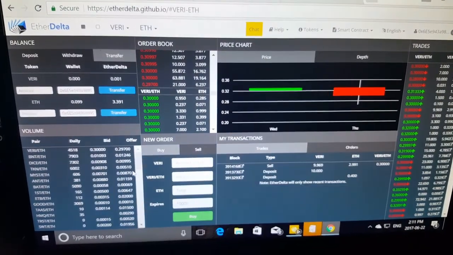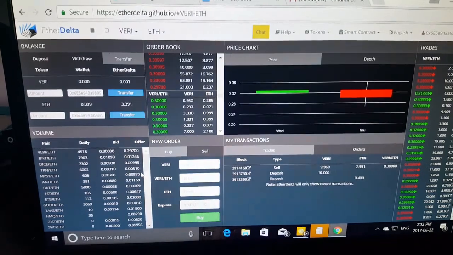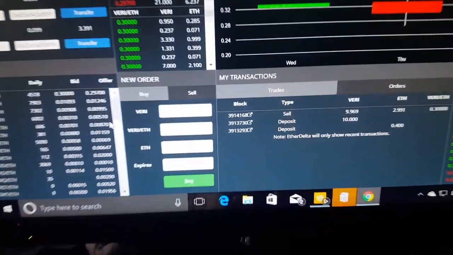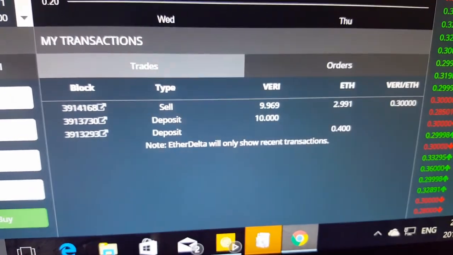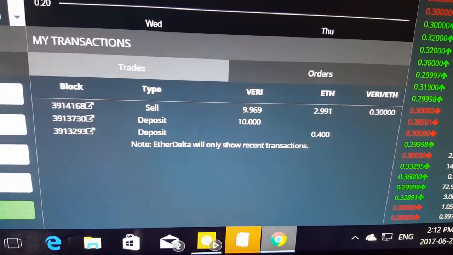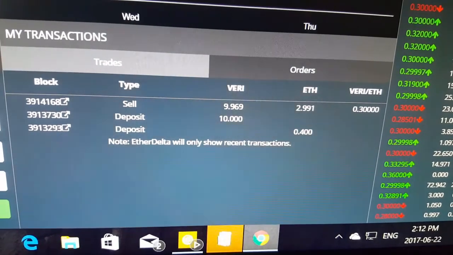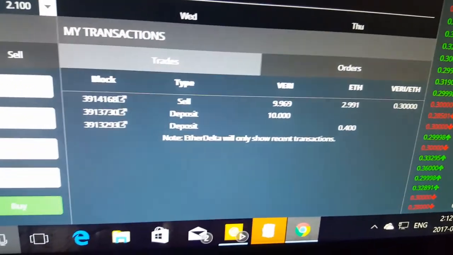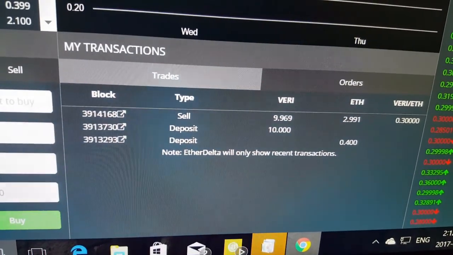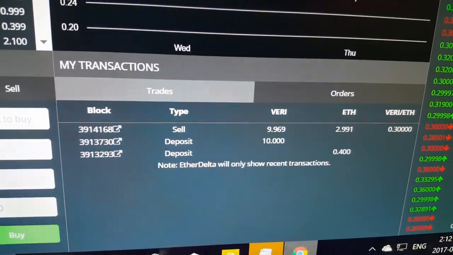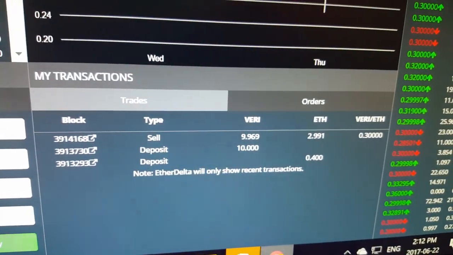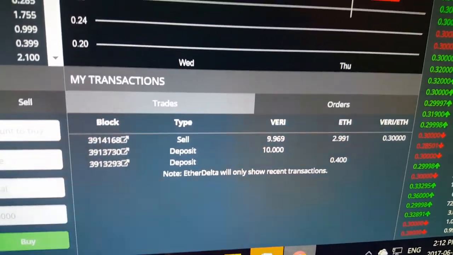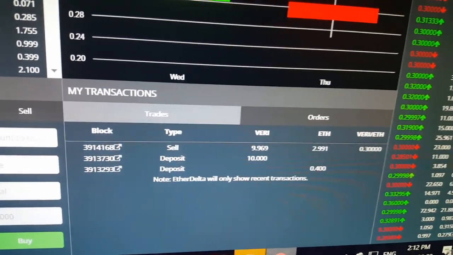Okay guys, just sold my first Veritaseum. You can see my order down here, 9.969 Veritaseum for 2.3991 Ethereum. So I bought each of those Veritaseum coins at $6, and I sold them today for about $100. You can do the math, it's right there.